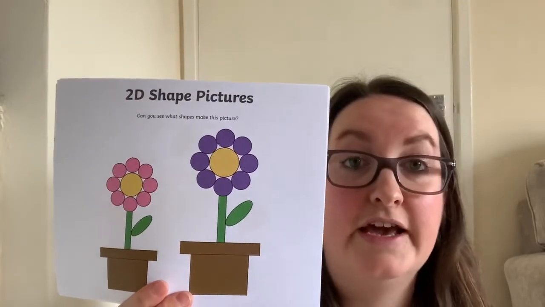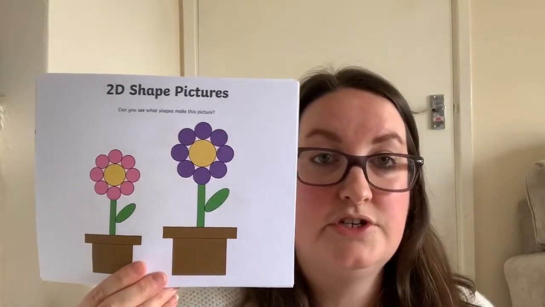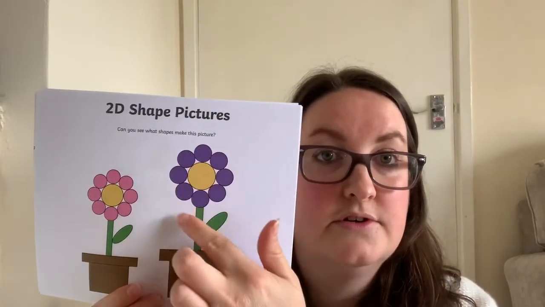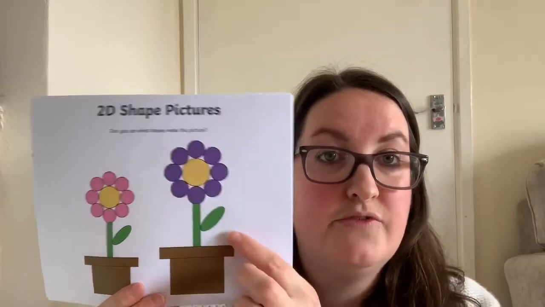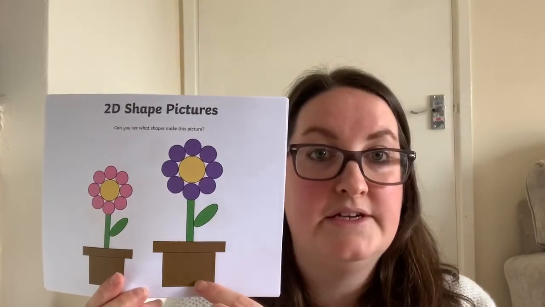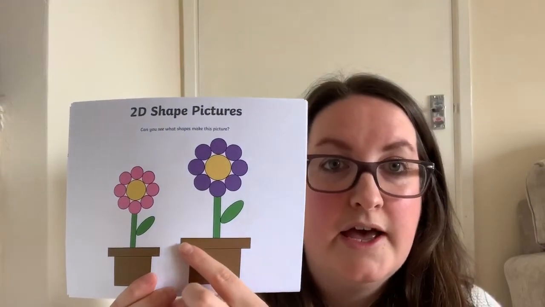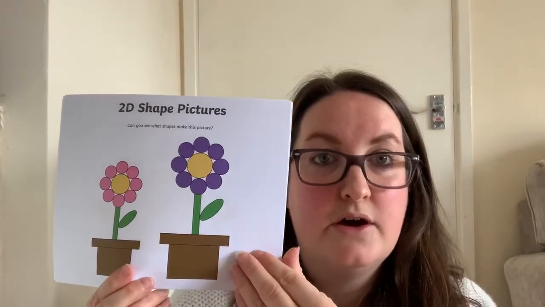So there's our train. A lovely flower picture here. Again, all made up of our 2D shapes, our petals, our circles. We've got an oval here, which looks like the leaf of the flower. Our plant pots are made up of a rectangle and another rectangle, 2 rectangles to make our plant pot. That's a great example. Okay, a couple more for you.